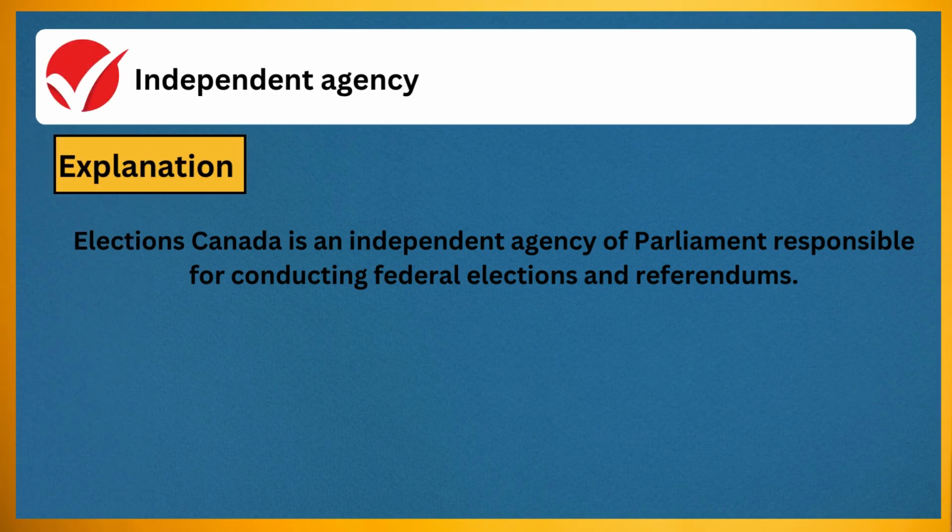The correct answer is independent agency. Explanation: Elections Canada is an independent agency of Parliament responsible for conducting federal elections and referendums.